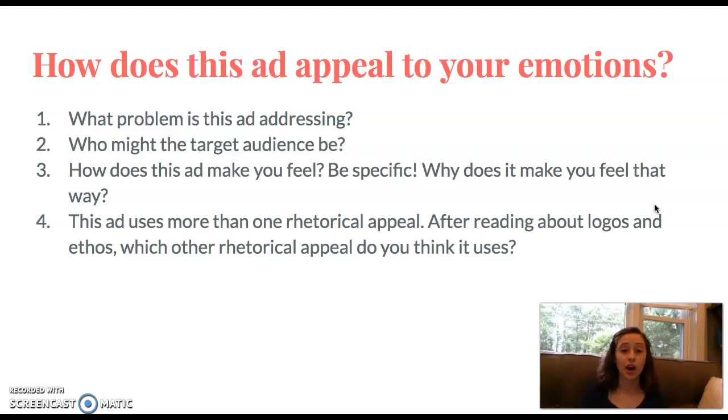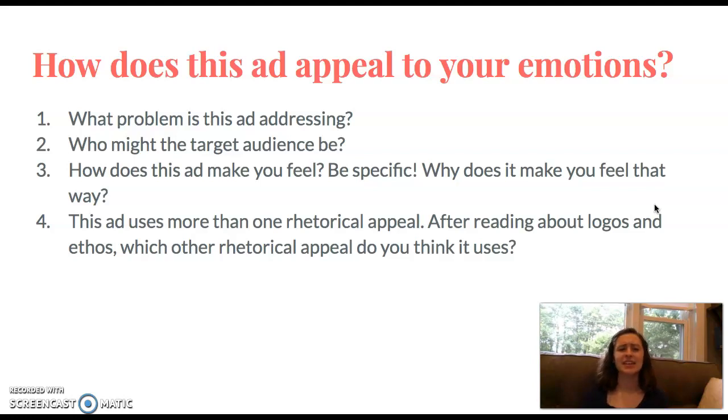Who might the target audience be? Since this is a commercial, think about who is the brand putting out this commercial and what's their target audience. How does this ad make you feel? Be specific, don't just say, it makes me feel sad. Why does it make you feel that way, do you think? What visuals are going on in the ad that make you feel that? What words are being used?